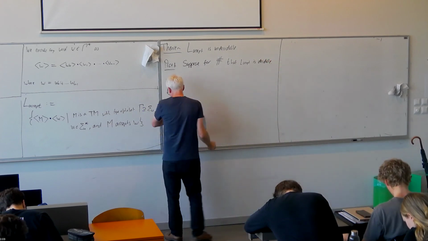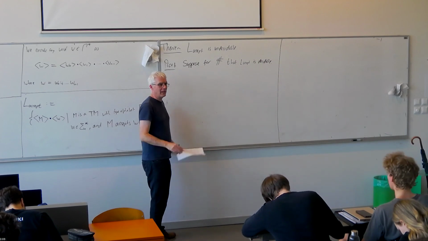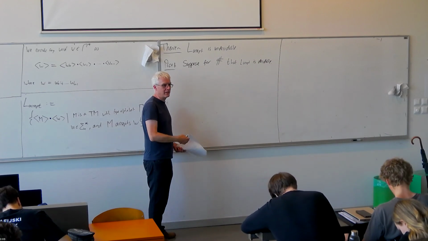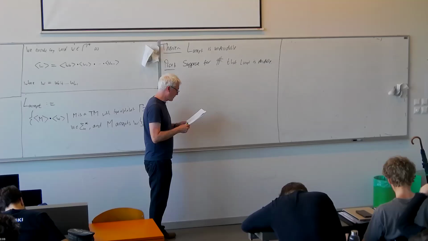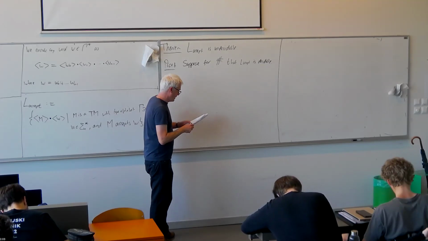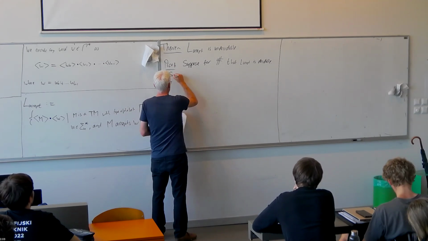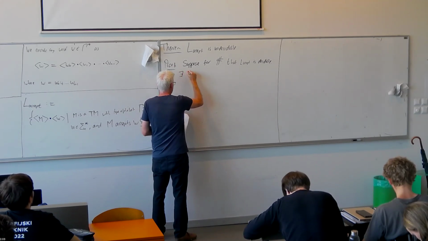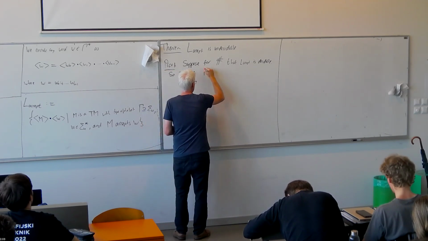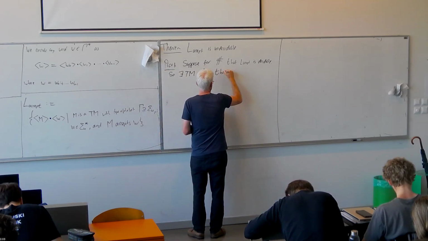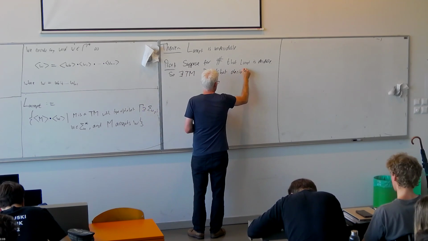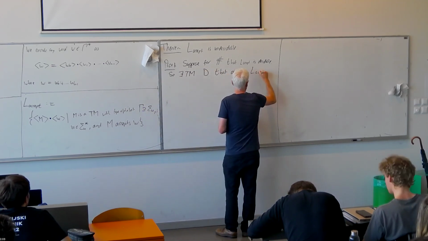Well, what does that mean? If it's decidable, then we have, by definition, a Turing machine N that decides the language. Oh, sorry, D. I'll stick to the notation in the notes. So there exists a Turing machine D that decides L_accept.